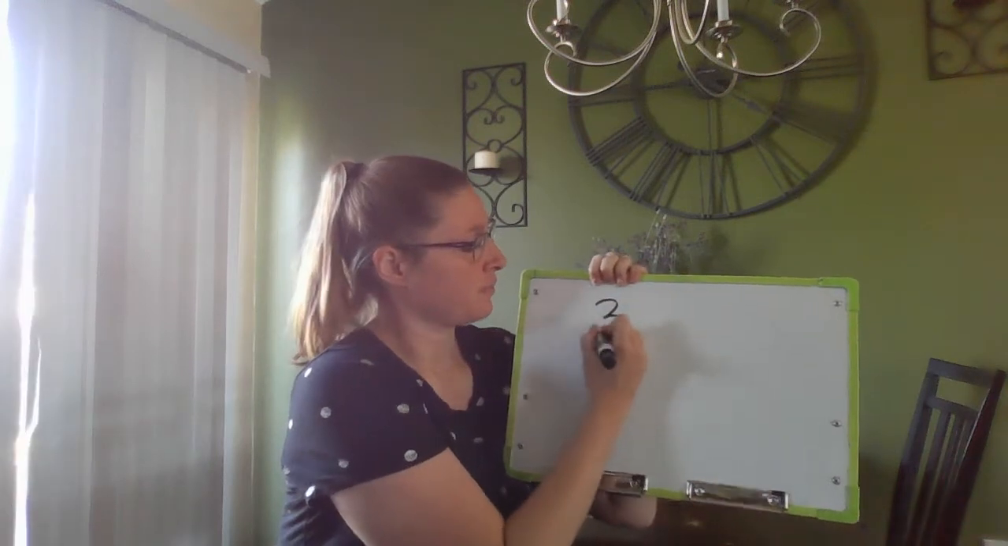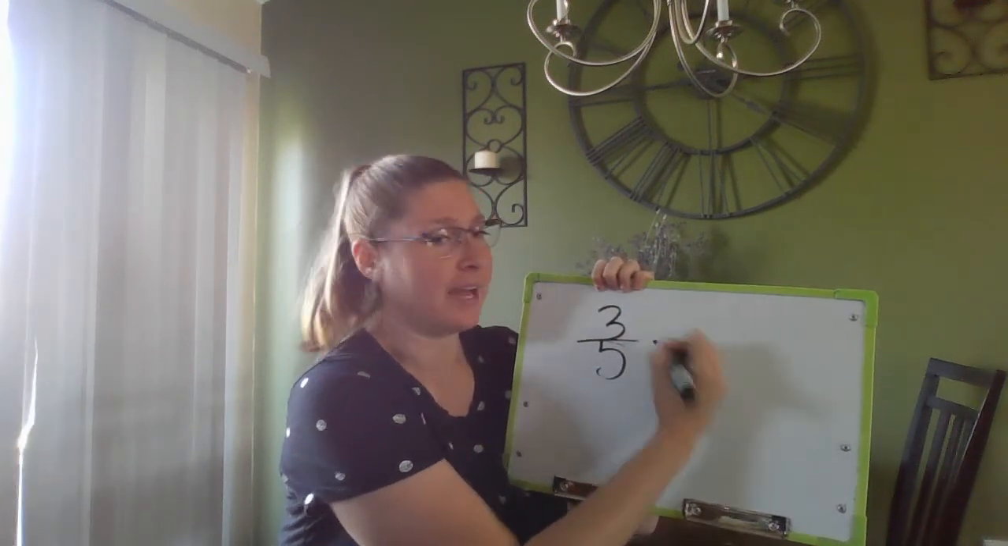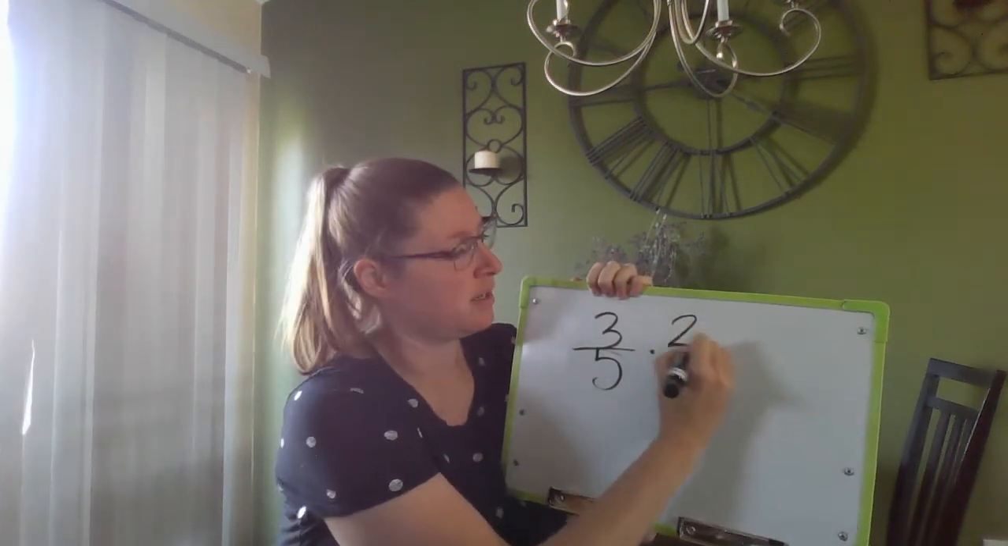Okay, so we're going to start with multiplying, and we're going to start with just simple fractions, and then we'll move on into mixed numbers. So the first fraction that we're going to do is 3/5, and we're going to multiply that by 2/9.